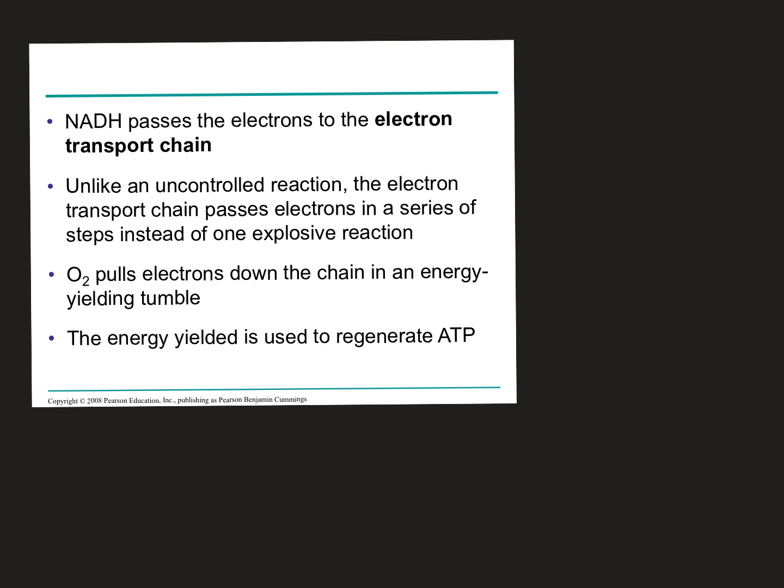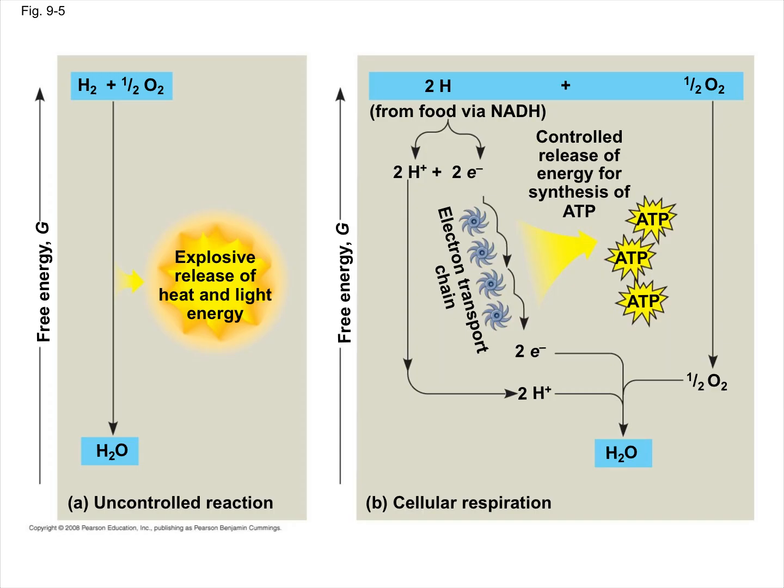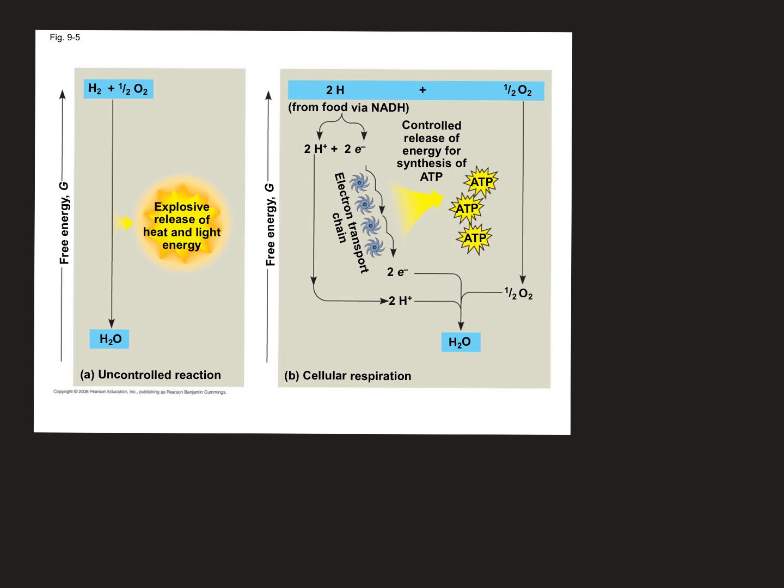NADH passes electrons to the electron transport chain. Not much more to that. It yields ATP, as I said several times now. Let's take a look at what we're talking about here. There's a reason I did this lab that we did. We broke down water using a battery. We added electrons, we made hydrogen gas and oxygen gas. And then we made this explosion. We produced water. If you were here, you remember doing this in a little test tube. We had a little pop in the test tube. That was this. You have an explosion and you make water.